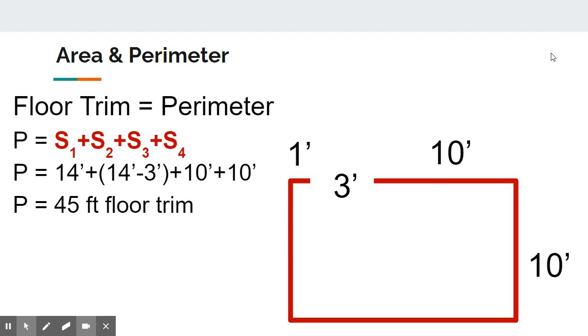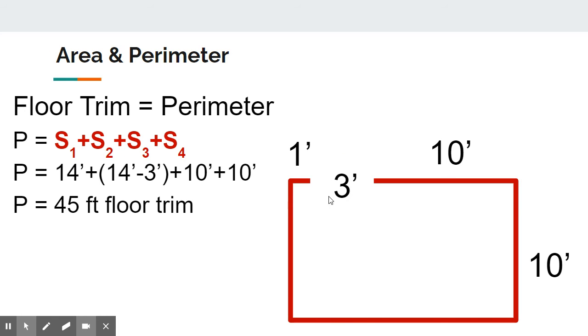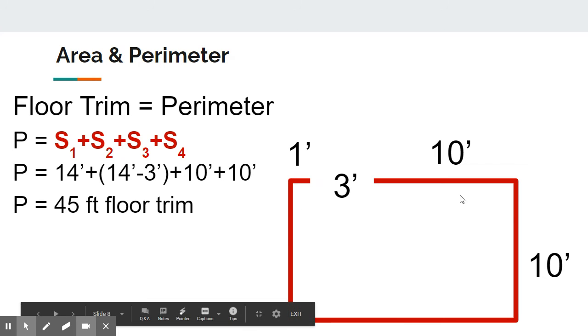Okay, so if I want the floorboard trim, I'm going to do 10 plus 10, and then 14 is the side of this wall. So 10 plus 3 plus 1 is 14. This is also 14, but I'm going to subtract that 3 out to get 45 feet of floor trim. So that's going to go along the outside edge, and clearly it's not going to go in that hole.